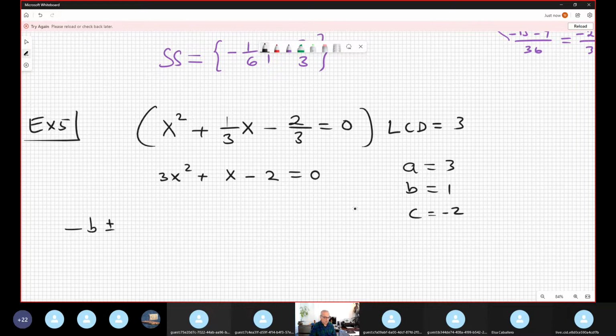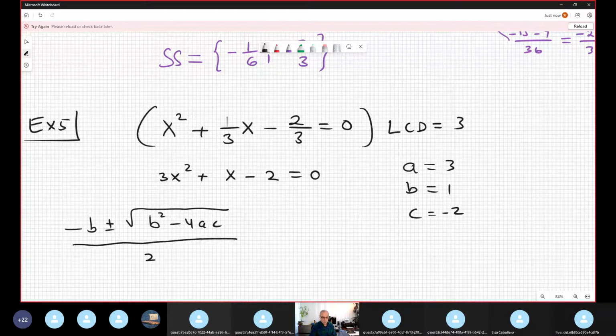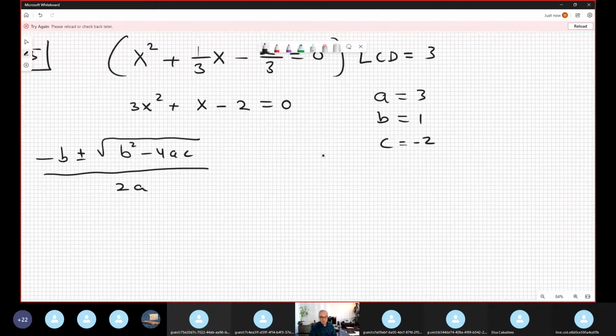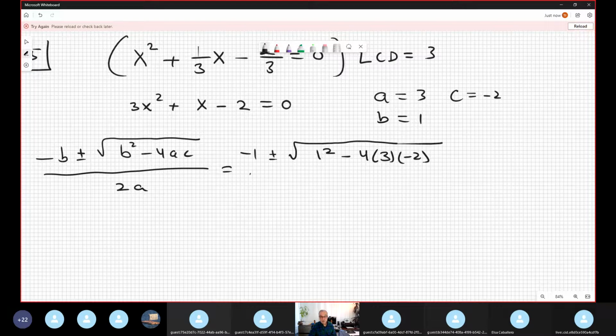I'll copy my equation one more time. Okay, replace. B is 1, so minus 1, plus or minus the square root of 1 squared minus 4, multiplication by A, which is 3, multiplication by C, which is minus 2, divided by 2 times 3.